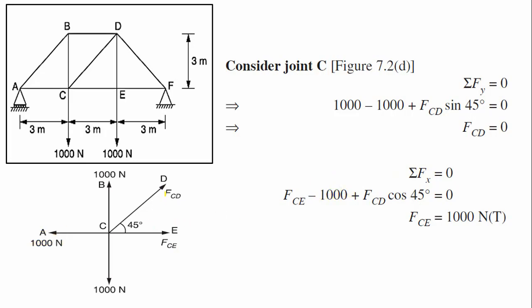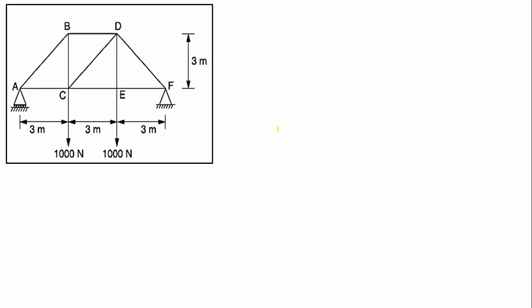Next, this FCD will be resolving along the x direction, which is going to move towards the right side, therefore positive. FCD along the angle we are resolving, it is cos of 45 degrees, therefore it is plus FCD cos of 45 degrees, that will be equal to 0. If you solve, you will get FCE is equal to 1000 newtons, positive means tension. So now joint C we have solved.